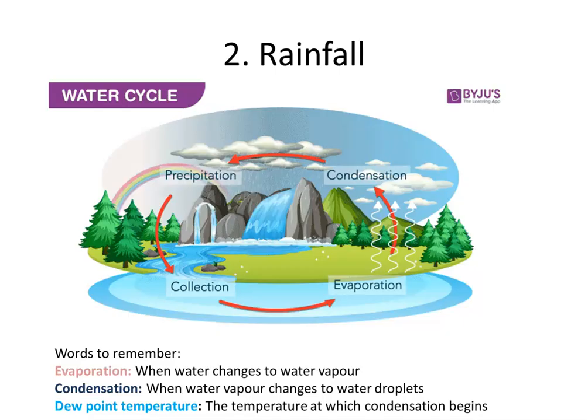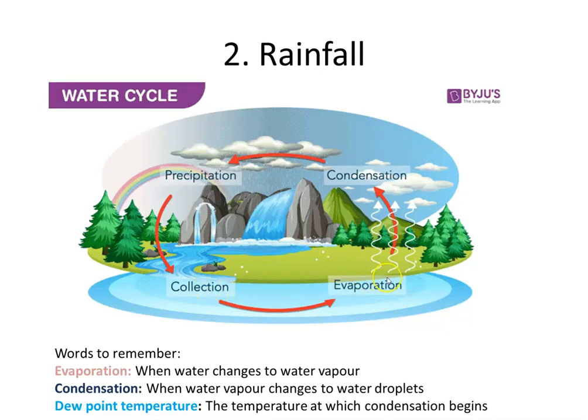These are known as condensation nuclei. When the tiny droplets come together, they form clouds. Then when enough water droplets combine, they become too heavy to remain in the air and fall as rain, hail, or snow. This entire process is known as the water cycle or the hydrological cycle. We can understand this as the water cycle.